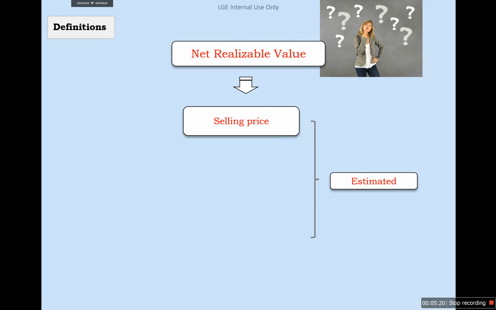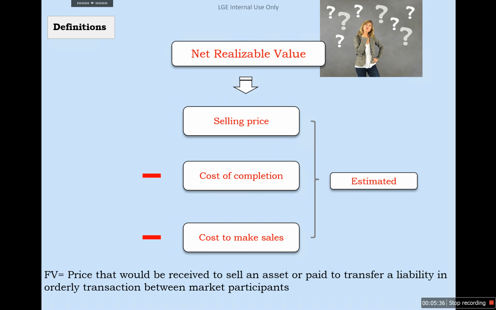Net realizable value is the selling price calculated based on an estimate. So we need to reduce the selling price by the cost of completion of the finished goods to make it available for sale, and the cost required to make the sale. So NRV will be the estimated selling price, less cost of completion, and any cost that needs to be incurred to make a sale.